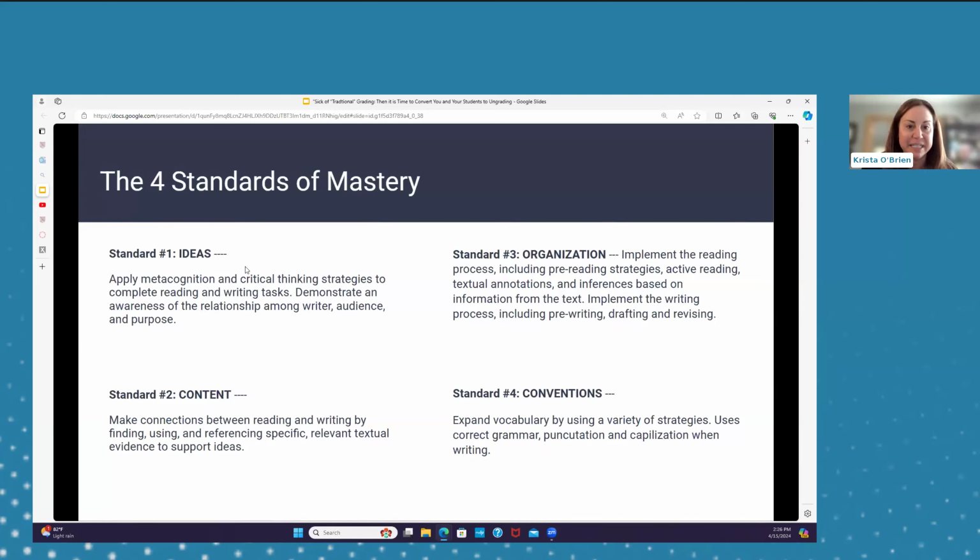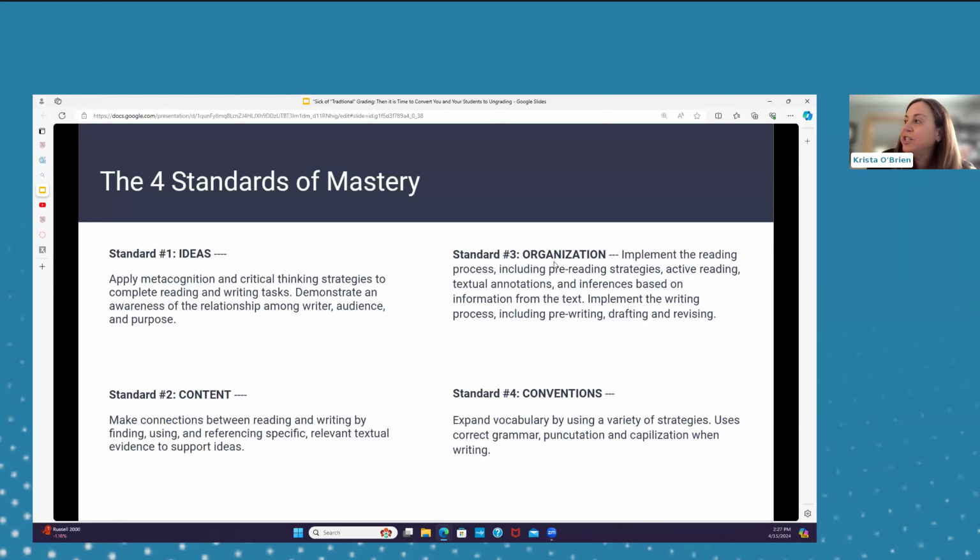A second standard was content. Make connections between reading and writing by referencing specific textual evidence to support ideas. So that's where all their research and their writing comes in. So that fell under content. That was an easy word for them to learn, besides doing works cited and sources, and, you know, reliable or unreliable sources. There are textual evidence, articles, researching. So that fell under content.